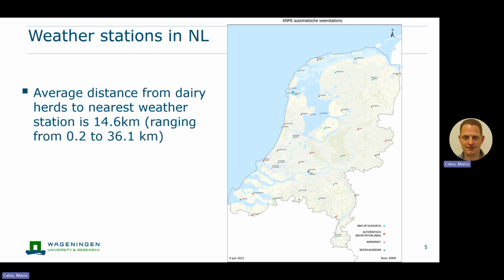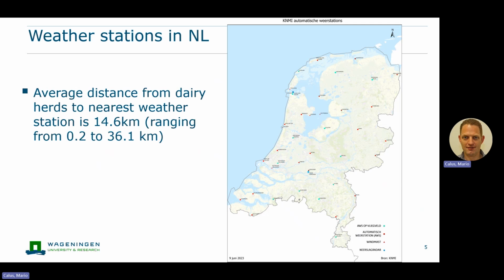As I said, in the Netherlands we would use information from weather stations. Here is a map of the Netherlands. If you're not familiar with how big or small our country is, going from here to the top right is about 400 kilometers or something like that. So distances are all relatively small. And you can see there are somewhere around 30 weather stations scattered throughout the country.